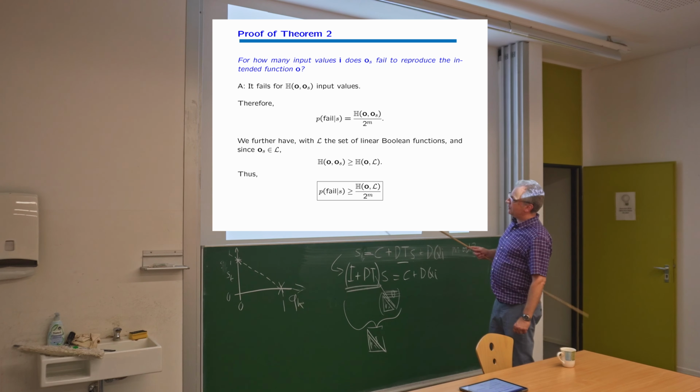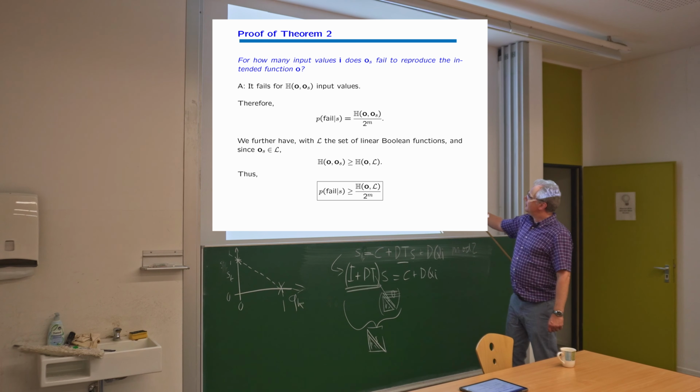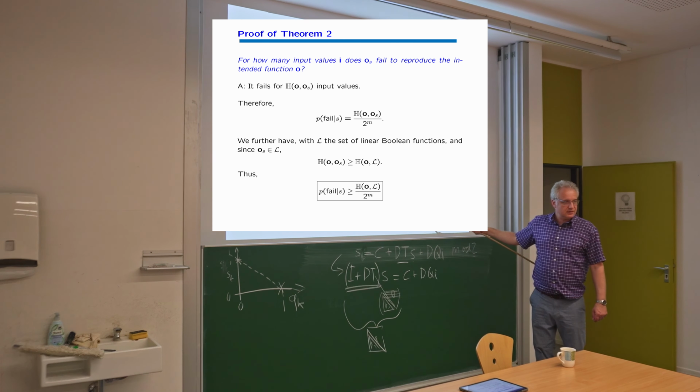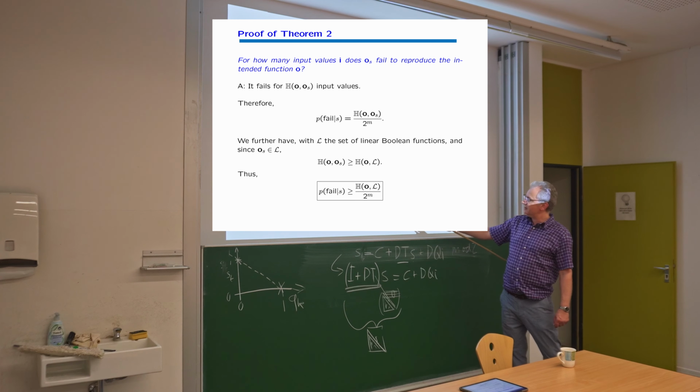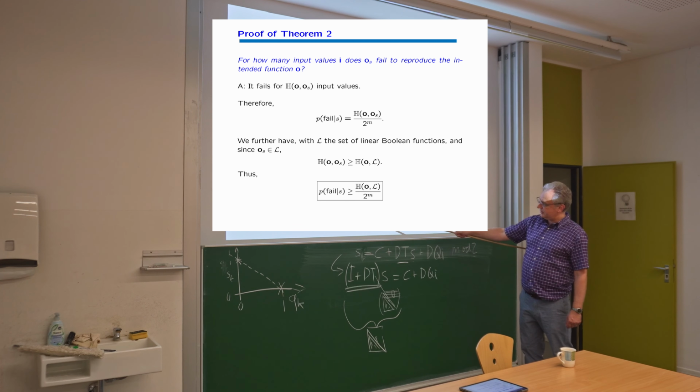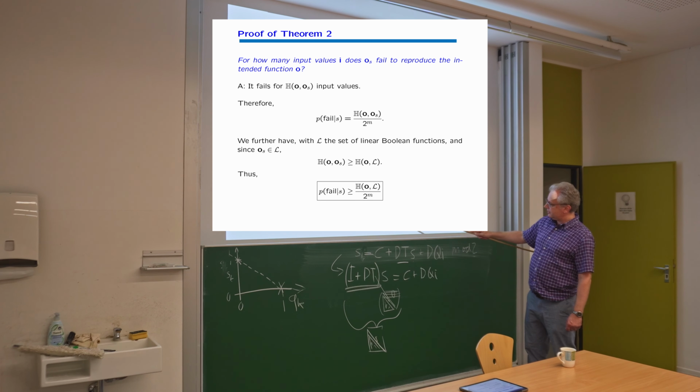Since, as we proved before, this function is a linear function, this Hamming distance is larger than the Hamming distance from the set of all linear functions. Yeah? So this might be the closest linear function, it might not be. So that Hamming distance is always larger or equal to the Hamming distance from the closest linear function. Now I'm combining these two things, and I find that the probability of failure given a particular value assignment is larger or equal to this ratio.